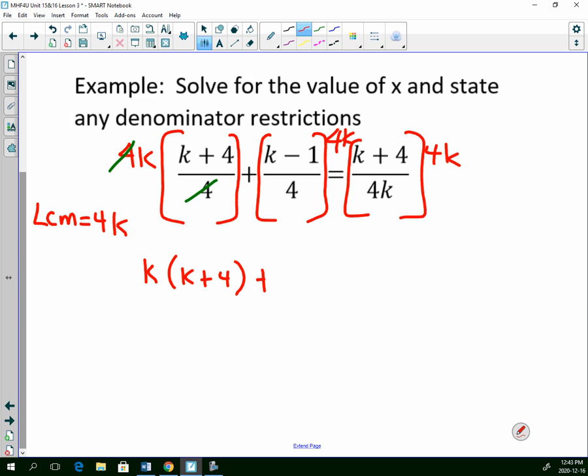In the second term, the 4's cancel. And I'll be multiplying the numerator by just k. And then in the last term, both the 4 and the k cancel. And I don't have to multiply that by anything. Okay, so that step eliminates all the denominators and it makes it much easier to solve. So now I will expand brackets.